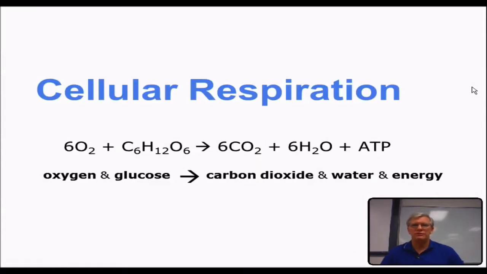So here's the equation for cellular respiration. 6 oxygen plus glucose is going to yield 6 carbon dioxide plus 6 water plus energy in the form of ATP. Now, if you look at this equation carefully, you'll see that it is photosynthesis in reverse, essentially. If you replaced ATP energy with sunlight energy, it would be photosynthesis in reverse.